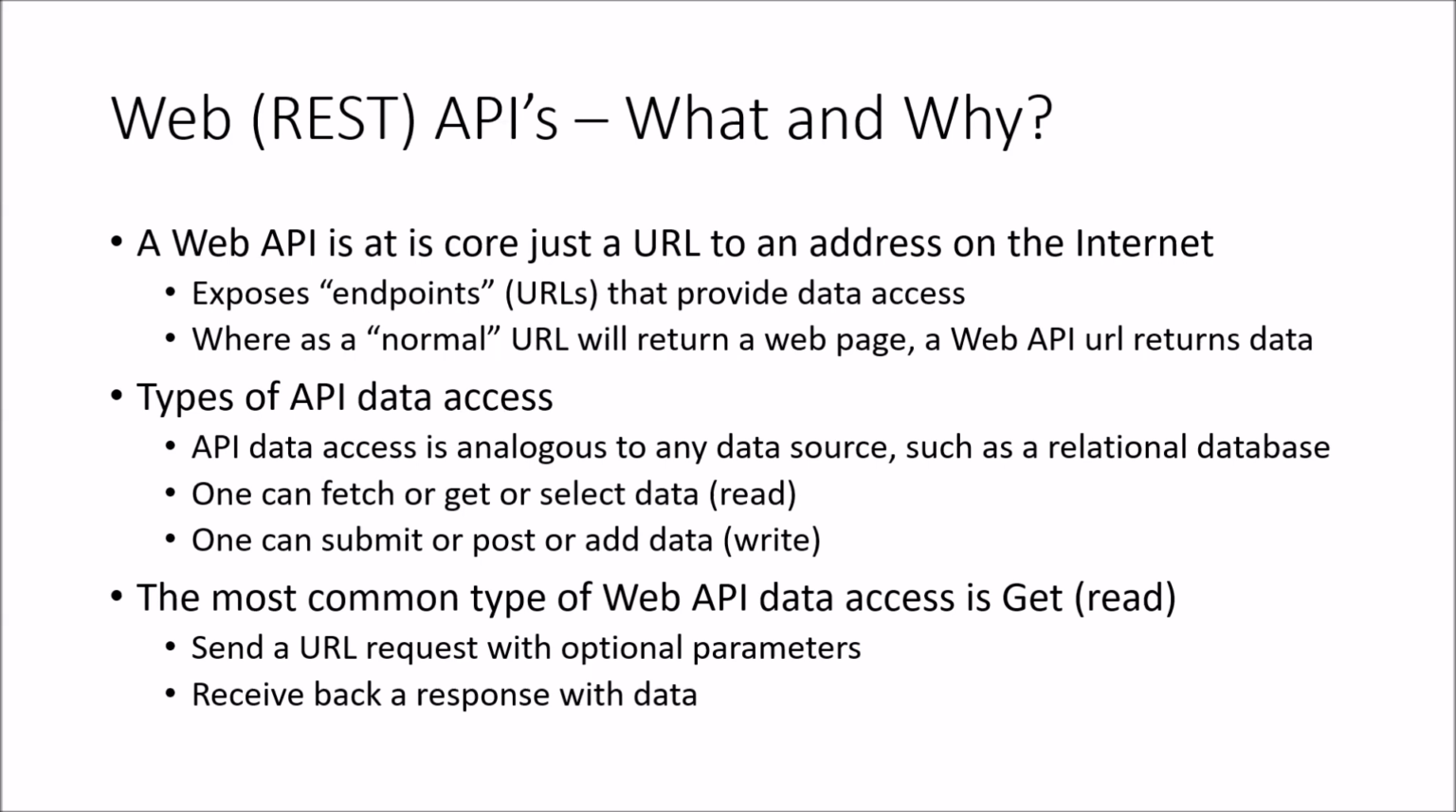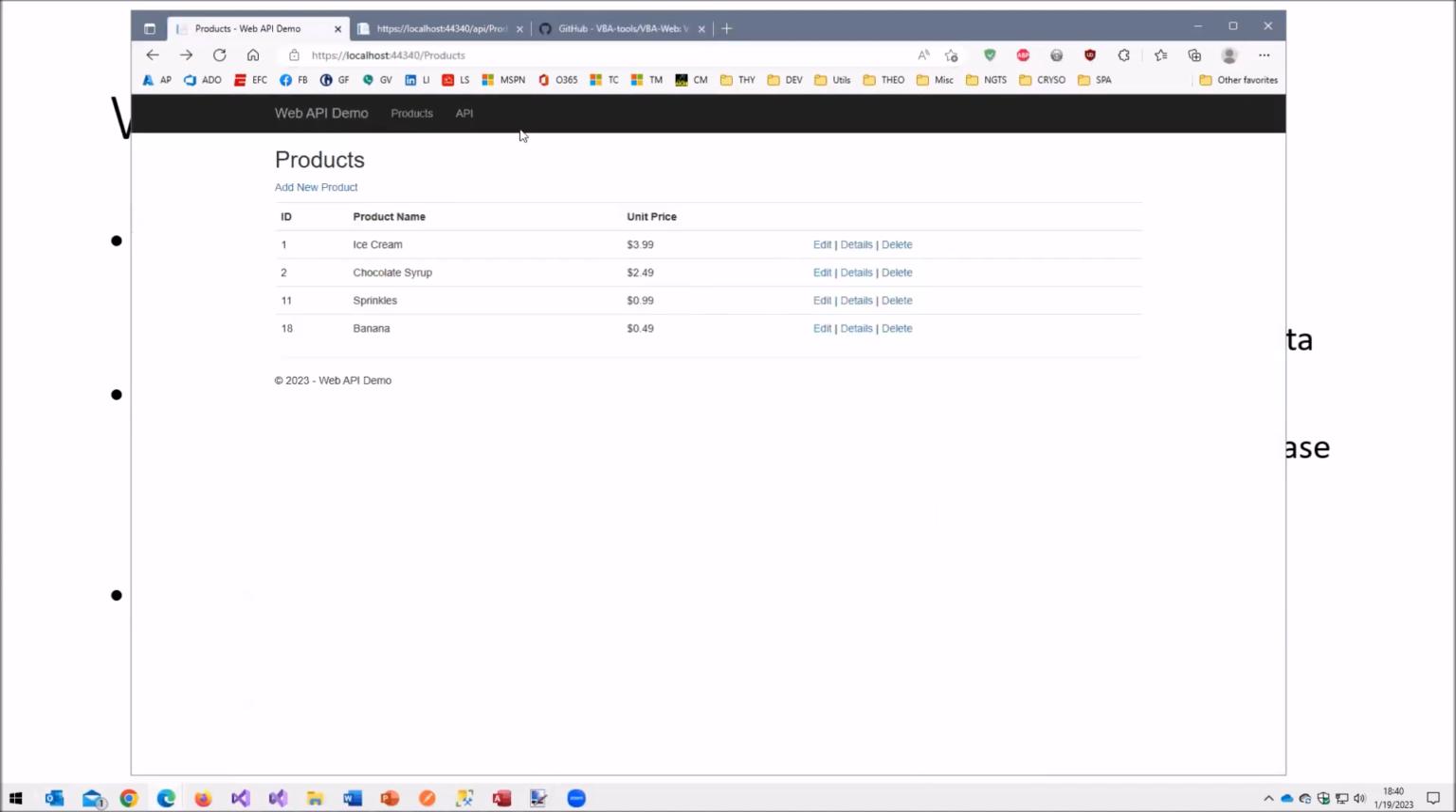The difference between a normal URL or a web page and a web API URL is that a normal URL will just return a web page, whereas a web API URL returns data. And hopefully I have an example here. So here is just a web page. This is on my local development box. And you can see I just have a list of 4 products in an HTML table. I also have an API built off of this same data that we're going to use.